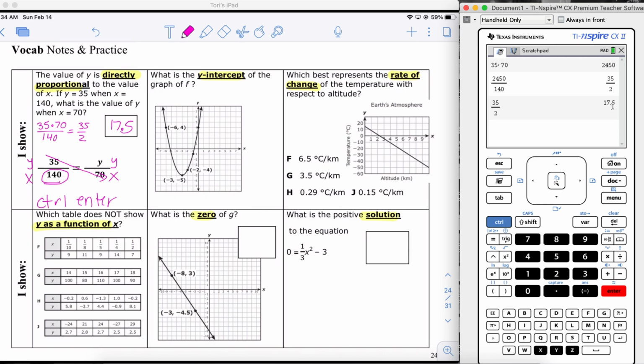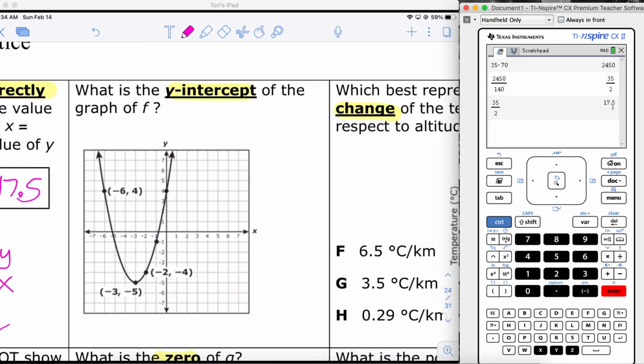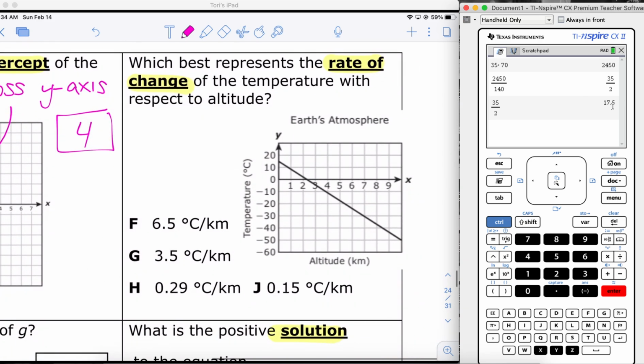What is the y-intercept? This literally means where do you cross the y-axis? So my y-axis is this line right here. If I look, where did I cross the y-axis? All it wants from me is the number 4. That's my answer. That's all it's asking. What is the y-intercept? It crosses on 4. Cool. Next. This one says, which best represents the rate of change?